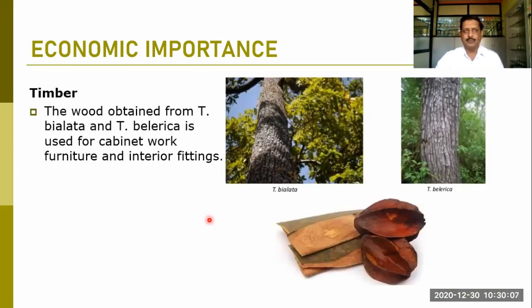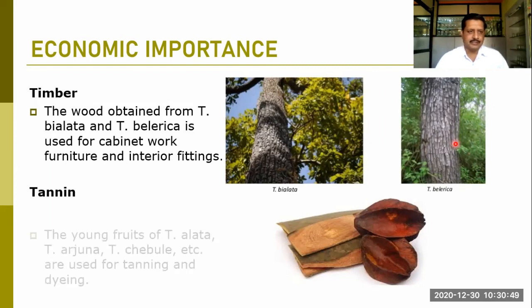Many plants are timber, as most of the members of this family have the tree habit. So hardwood is obtained from Terminalia bialata and Terminalia bellirica, which is used for cabinet work, or we can say furniture for internal fittings. Here you can observe Terminalia bialata and Terminalia bellirica. In the forest, they can be easily recognized on the basis of their bark pattern. Whereas Terminalia arjuna has smooth bark, Terminalia bialata and Terminalia bellirica have rough bark with vertical streaks on the stem. So such conditions are there.